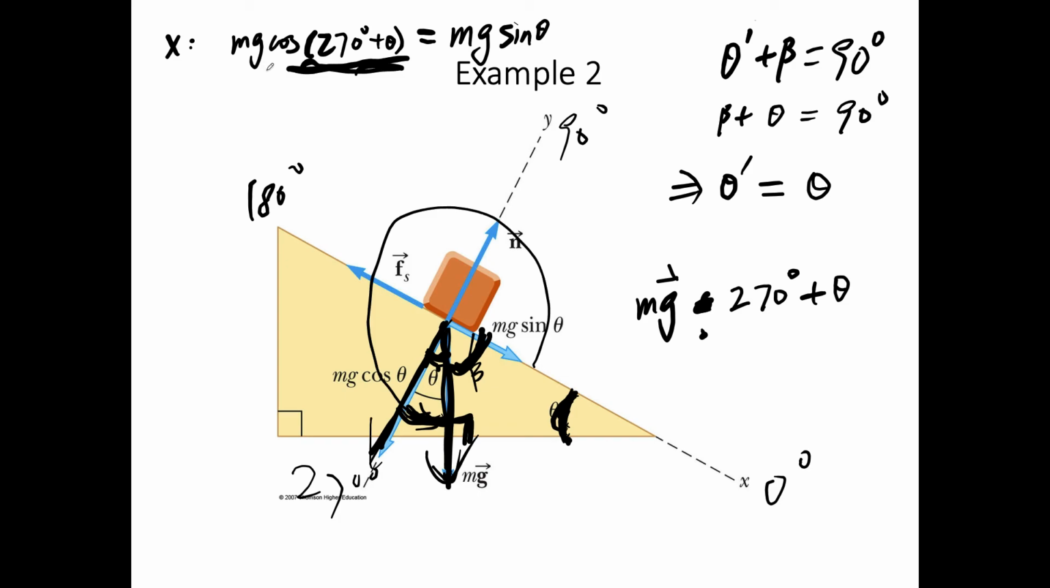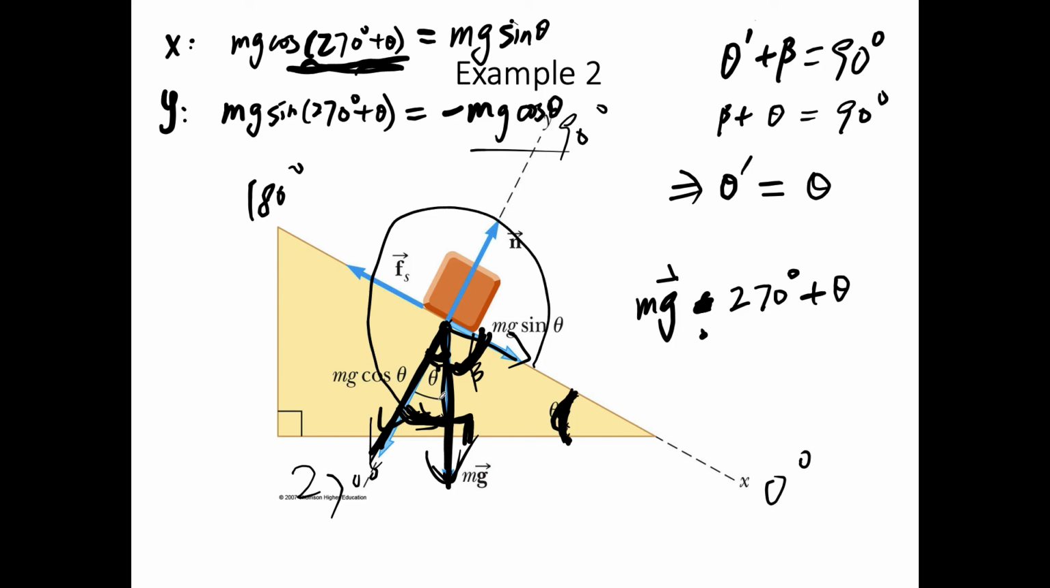So the x component of mg is mg cosine of 270 degrees plus theta, and trigonometry tells us it is mg sine theta, pointing in the positive x direction. Now the y component, mg sine of 270 degrees plus theta. If you do trigonometry, you find it's actually negative mg cosine theta, pointing in the negative y direction. So we now have the x and y components of mg, and we're ready to do our calculation.